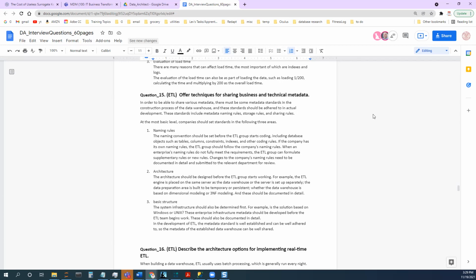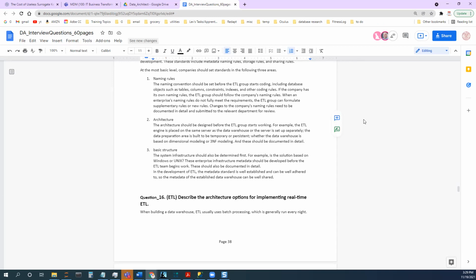When an enterprise's naming rules do not fully meet the requirements, the ETL group can formulate supplementary rules as new rules. Changes to the company's naming rules need to be documented in detail and submitted to the relevant department for review. Architecture. The architecture should be designed before the ETL group starts working. For example, the ETL engine is placed on the same server as the data warehouse, or the server is set up separately. The data preparation area is built to be temporary or persistent, whether the data warehouse is based on dimensional modeling or 3NF modeling, and these should be documented in detail.